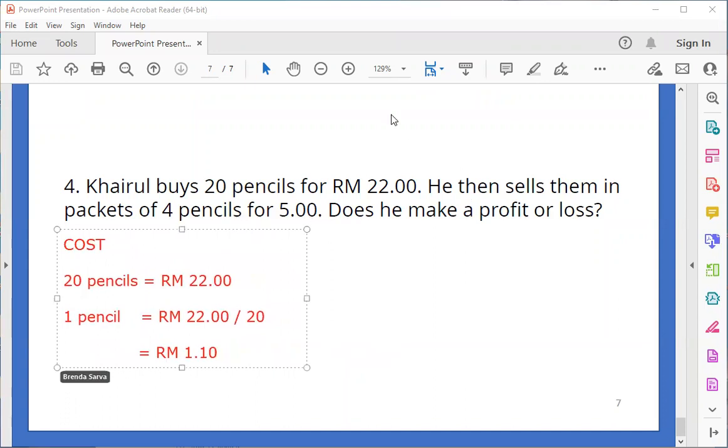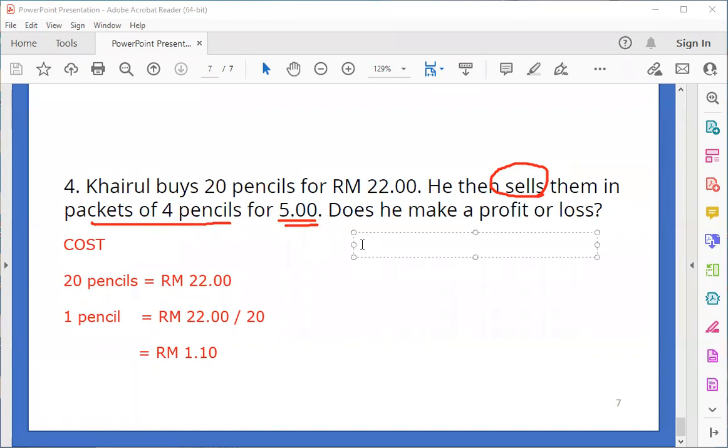Now let's talk about what happens when he sells them. You remember he sells them in packets of 4 pencils for 5 ringgit. Now, listen very carefully. This is called his selling price. Okay, we want to find how much money this guy is making. Every 4 pencils, he sells it for 5 ringgit. Now, I'm sure you know how many pencils he has. He has only 20 pencils.